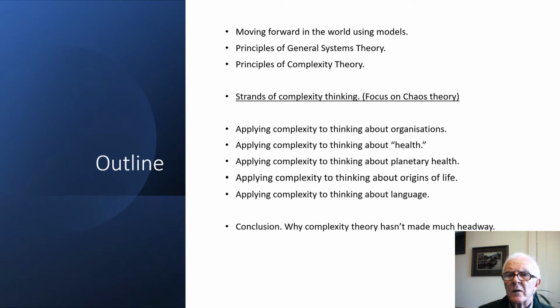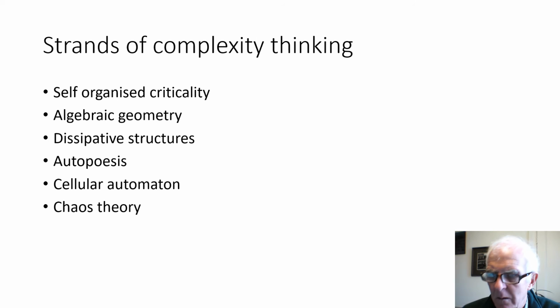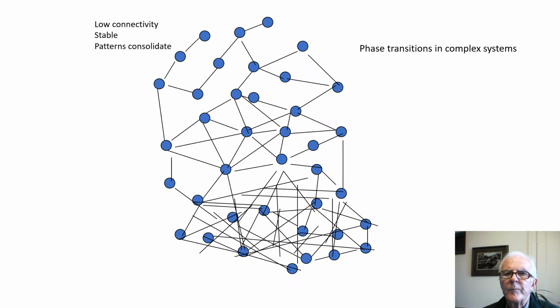So in the next section, I want to just highlight some of these strands of complexity thinking that have been converging that I have alluded to previously. And this is what I want to pick up on. And let's start with self-organized criticality. So we can look at systems, three types of general systems. There are systems that are interacting with low connectivity, patterns are stable, and these patterns consolidate over time. So they're not exploring their possibility state. The system is not changing very rapidly. These are relatively low energy states.